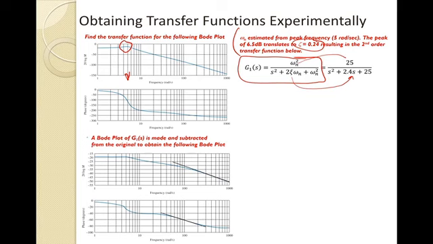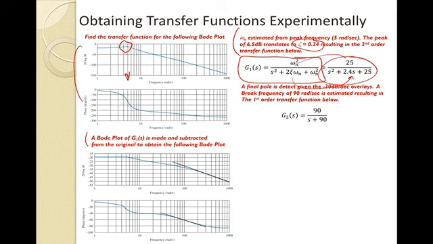Now that we have G1, here's a Bode plot of G1, and then we're going to subtract that from the original, and we're going to obtain the following Bode plot. So basically we're taking the initial transfer characteristic, then we come up with our G1 Bode plot, and then we essentially subtract the two out.